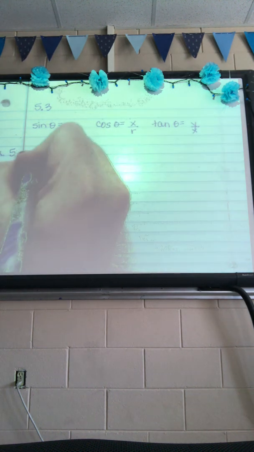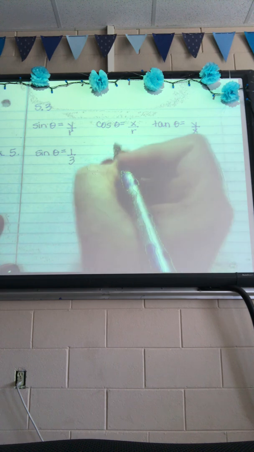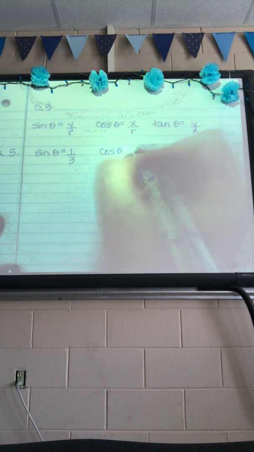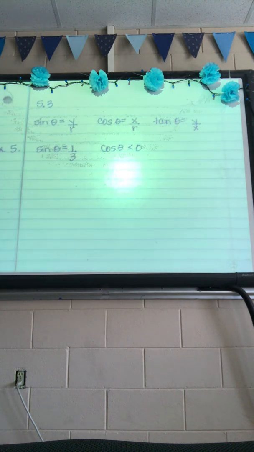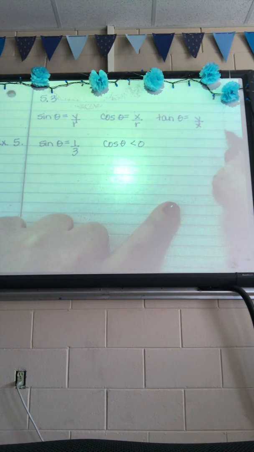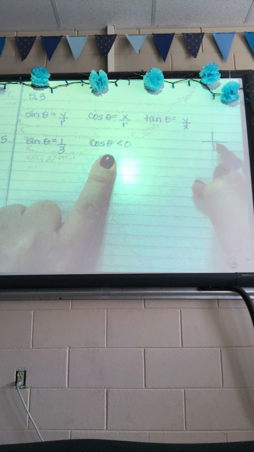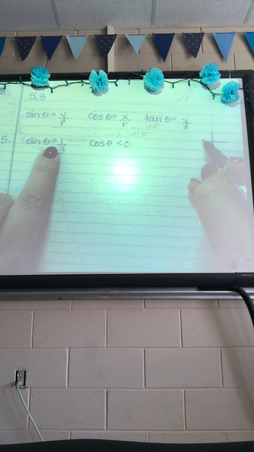So if I tell you that I know the sine of theta is 1/3, and I know the cosine of theta is less than 0, we need to find the other 5. The sine is 1/3 and the cosine is negative. So first of all, rough sketch here. If the cosine is negative, that means I'm over here, in one of these quadrants. And if the sine is positive, then I'm going to be up here in quadrant 2, right?